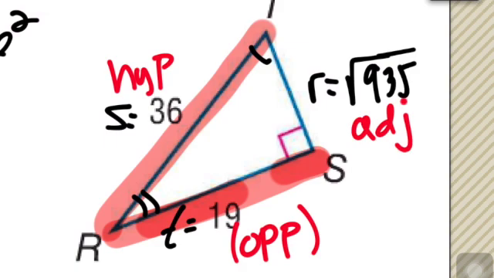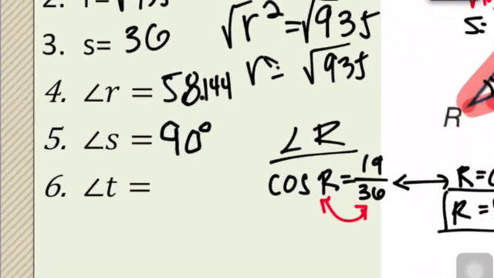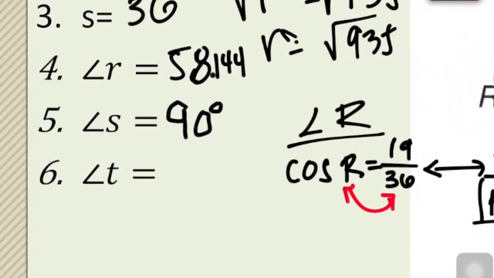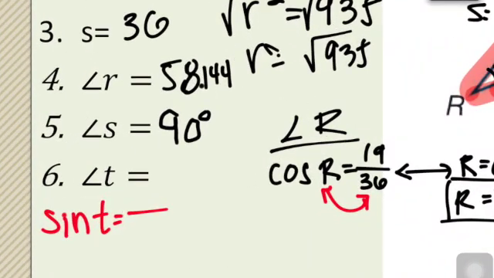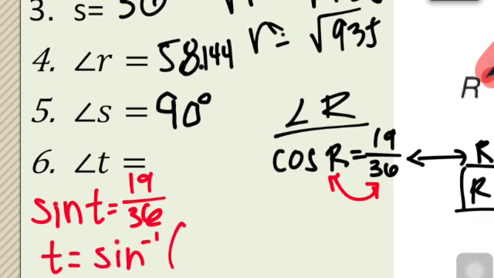But again, I'm going to use what was given to me. I was given the hypotenuse and I was given the opposite. So O and H, that's sine. So to find angle T, I'm going to use the sine. Sine of angle T is equal to the opposite side, 19, divided by the hypotenuse, which is 36. Then I'm going to go ahead and do the inverse. So T is equal to the sine inverse of 19 over 36.